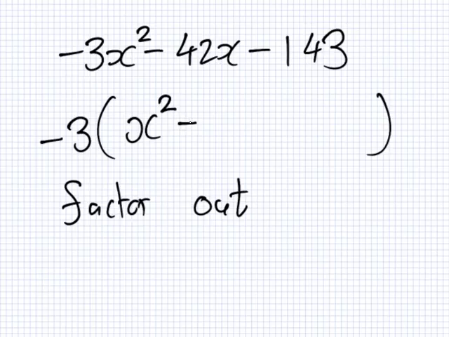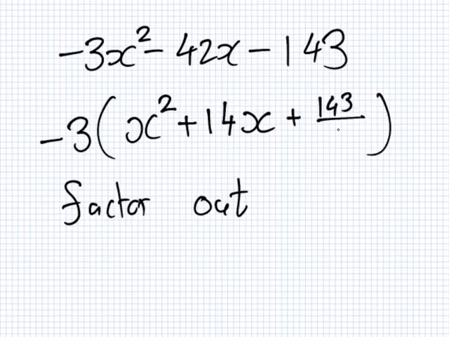What's next? Plus 12? No. 14. x plus 3, 6, 9, 12. No, it's not true. So we have to keep it as 14x plus 143 over 3. Okay, so this is called factor out. Okay, maybe you should write this bit down so far. Factor out.